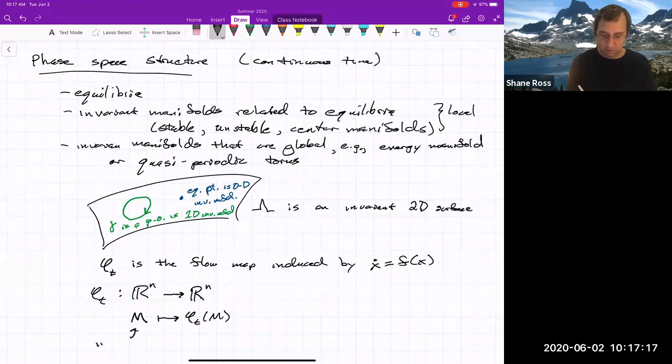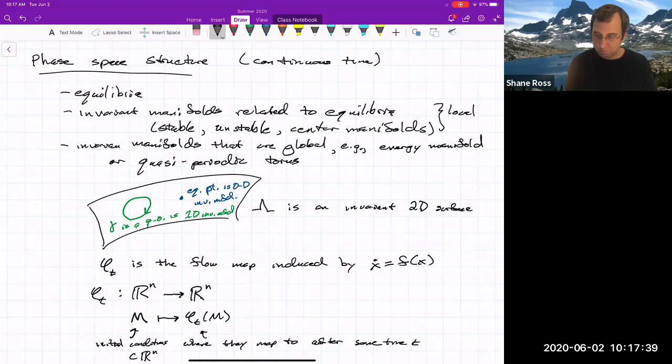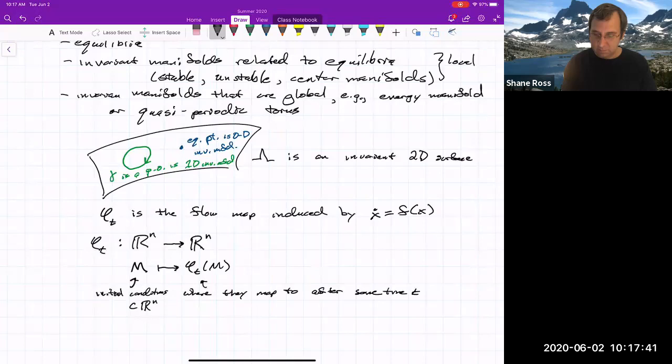So these are initial conditions, and they are some subset of Rn, and then these are where they map to, or flow to, after some time t. There's a picture that I've sometimes drawn: okay, here's M, our set of initial conditions, and it goes to something else.